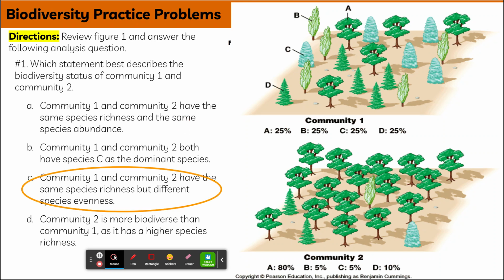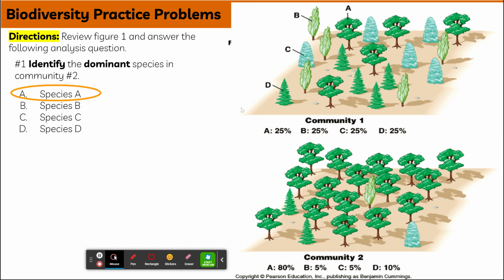Okay, so this question was trying to get you to apply these terminology terms of the different types of measuring species biodiversity in an actual applied context. So we're looking at community 1 versus community 2, and they're made up of 4 different species A, B, C, and D. And we can see that community 1 and community 2 have the same species richness. They both have 4 different species, but different species evenness. Community 1 would be considered more even, whereas in community number 2, species A would be the dominant species.